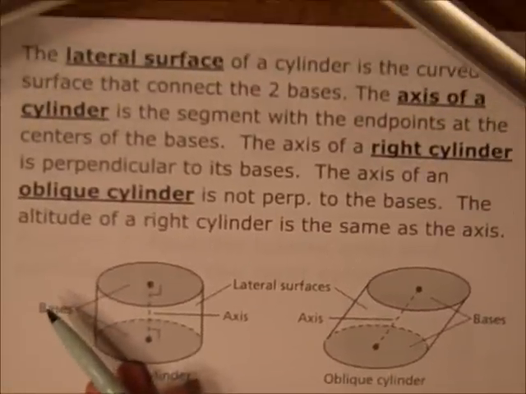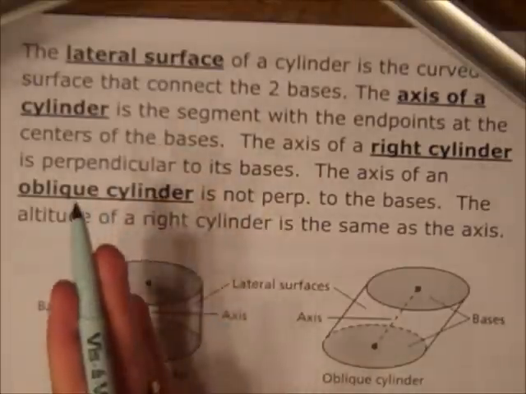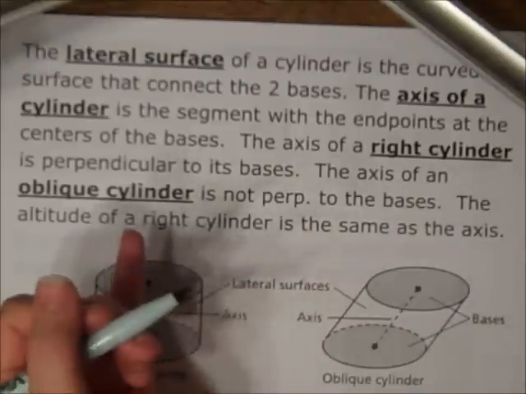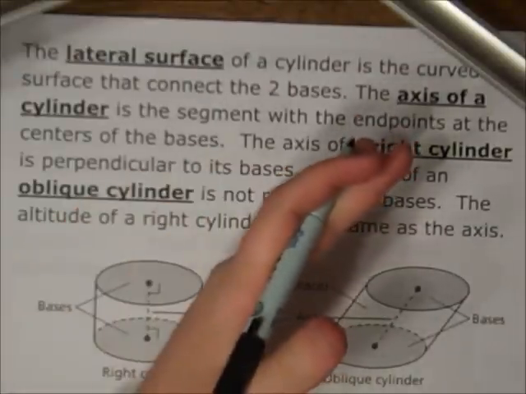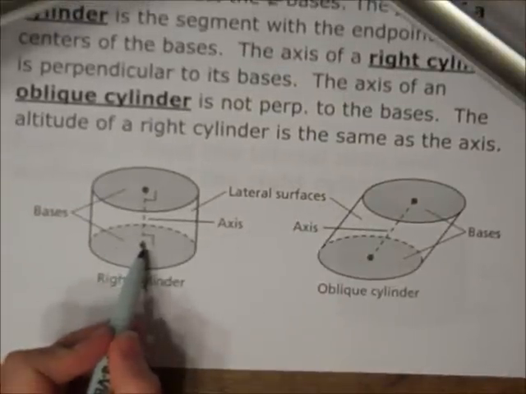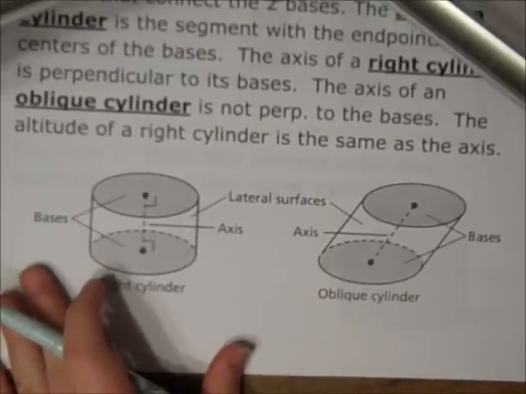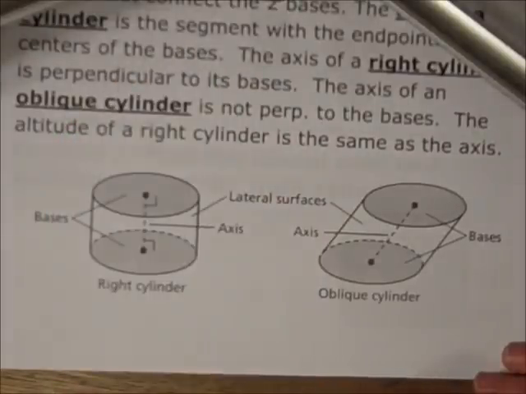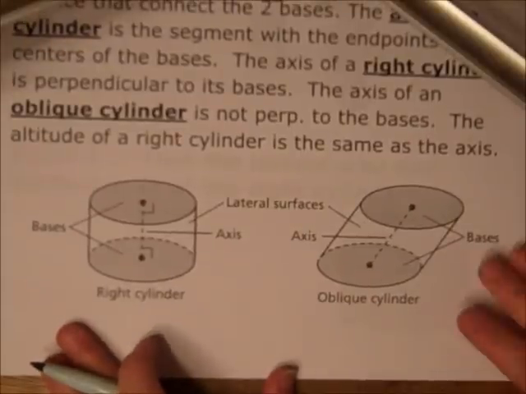In a right cylinder, the axis is perpendicular to the bases because that cylinder is going to sit straight up and down. The axis of symmetry in an oblique cylinder is not perpendicular because the cylinder is going to tilt to the side. So here you can see perpendicular for a right, not perpendicular for an oblique. And when we have a right cylinder, the altitude and the axis of the cylinder are the same thing.